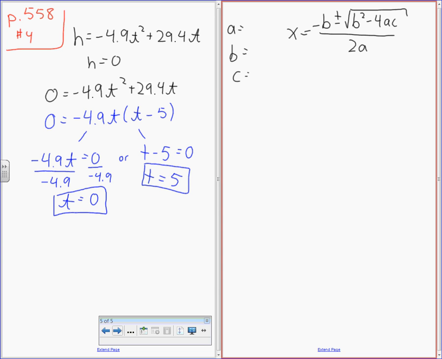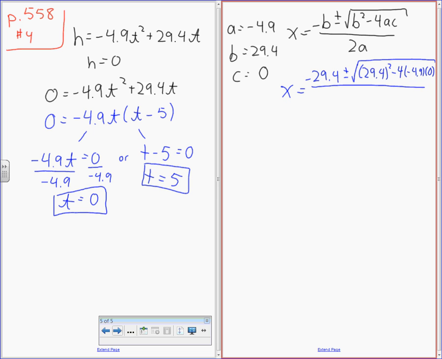So A would be negative 4.9. B would be 29.4. And C would be 0. Good. Okay, so to go back to what Alana was wondering about here, when we sub this in, you're going to get x equals negative 29.4 plus or minus the square root of 29.4 squared minus 4 times negative 4.9 times 0, all over 2 times negative 4.9. Yes, that 0 will cancel out the whole negative part.